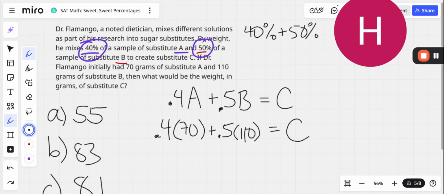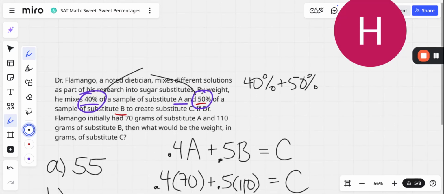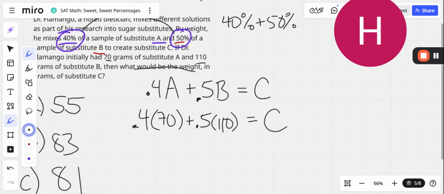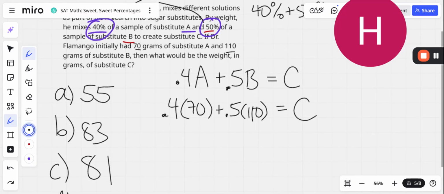Some people might say, okay, do we have to average the percentages? Does that mean we're going to get 45% of the weights added together? So like 70 plus 110, that's another common pitfall, to take the average. Really, if you can represent this equation properly by interpreting the sentence correctly, that's going to set you up for the best success, because then it's very clear how to use the following information. The 70 grams of substitute A becomes very clear that goes there, and then it becomes very clear that 110 grams goes for B. And let's finish calculating this without further ado.